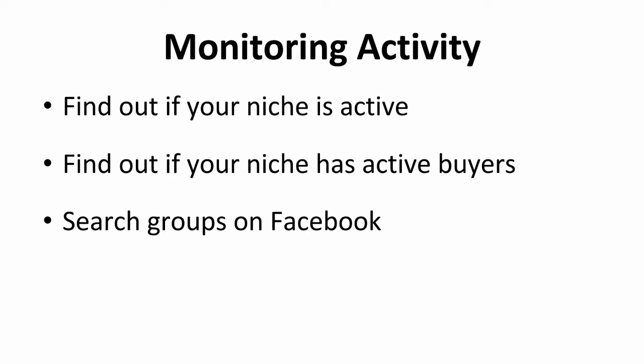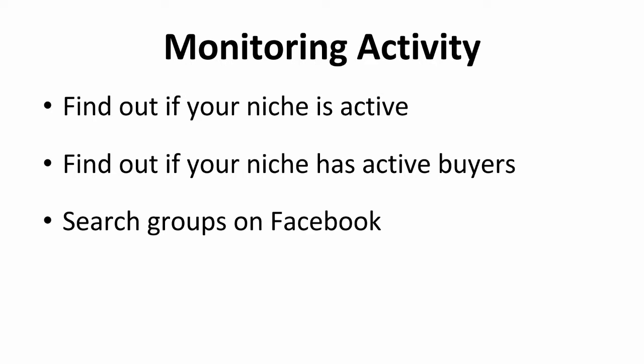Once you've found a niche you're interested in, you need to check if it's got an active following. You can ascertain how active a niche is by monitoring their online activity. You also want to find out if your niche has active buyers, whether the followers of the niche spend money on niche-related products. One of the easiest ways to monitor their online activity is by doing a quick and easy Facebook search. What you need to do is look for groups on Facebook which are related to your chosen niche.